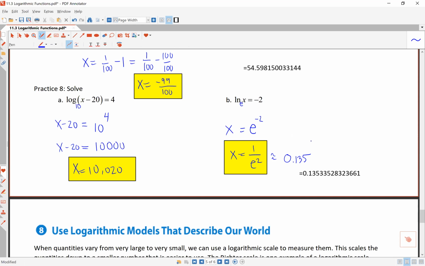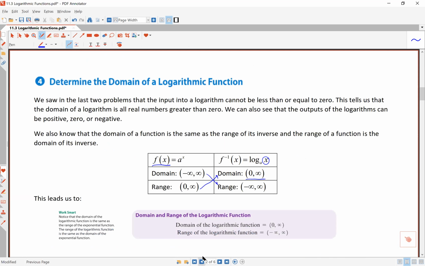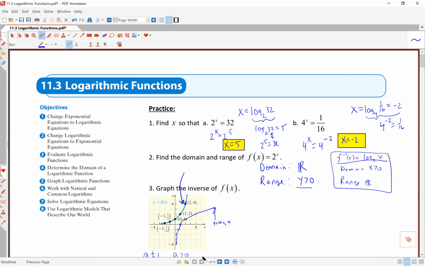And this concludes the video for section 11.3, logarithmic functions. Objective 7, solve logarithmic equations.